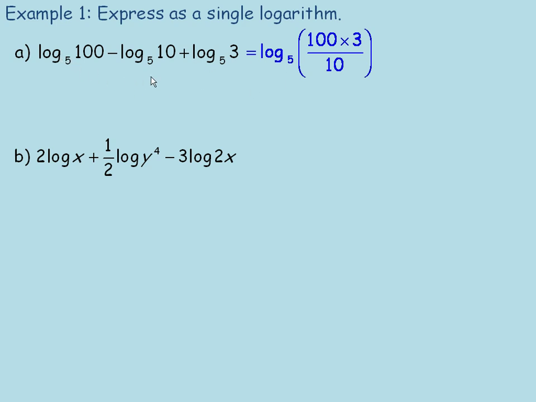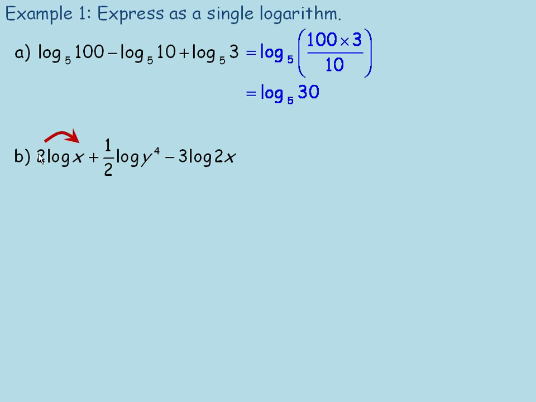Again, these two are added, so it's 100 times 3, and of course minus the log of 10, so the 10 is divided into that 100 times 3. And of course, 10 goes into 100 10 times, and then 10 times 3 is 30. So we could rewrite that as one single logarithm, the log of 30 base 5.